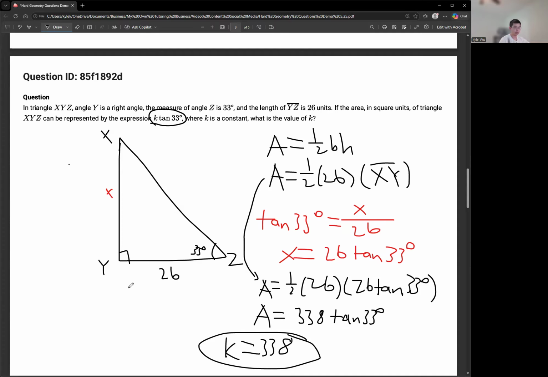That's all it is here. Taking advantage of the trig functions that you already know. All right, let's go on to the next one.